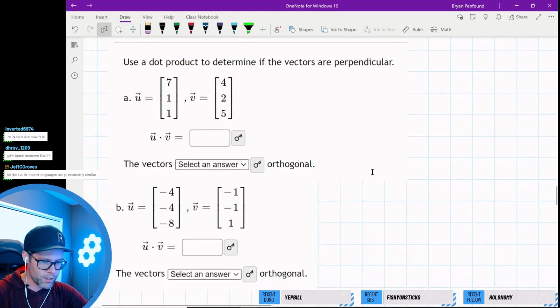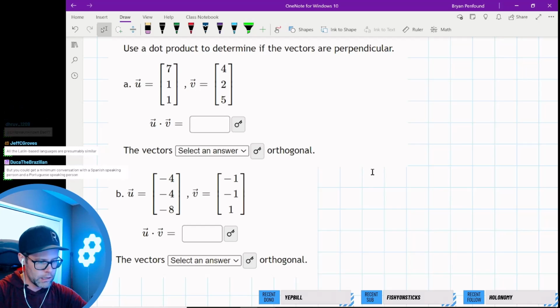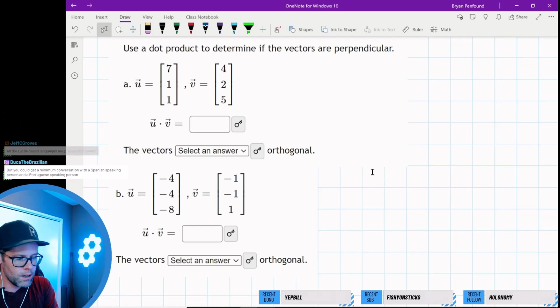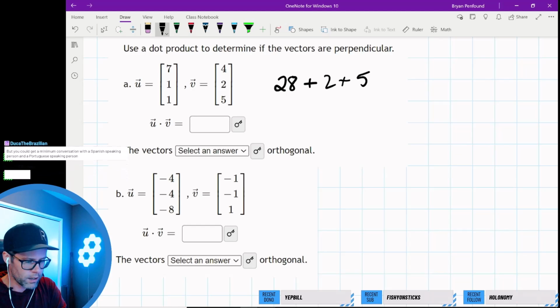Use a dot product to determine if the vectors are perpendicular or not. Are these vectors perpendicular? Dot product is we add the multiplication of components. So 7 times 4 is 28, and then we add to that 2 times 1, and then we add to that 1 times 5. So I think the dot product here is 35.